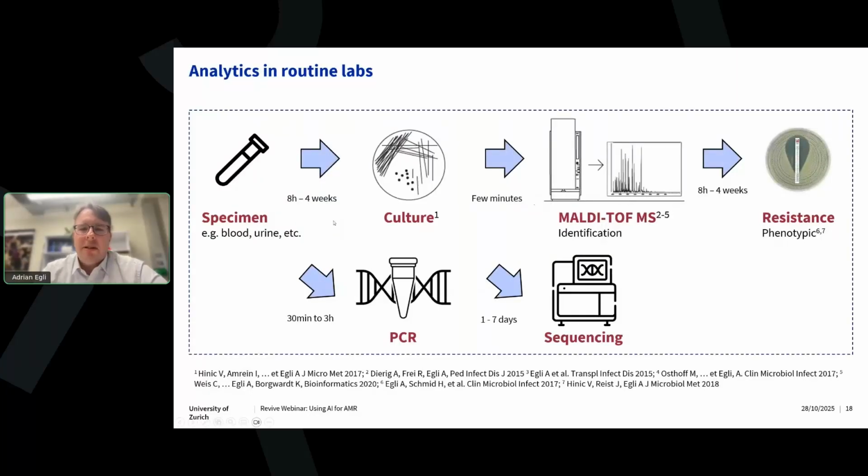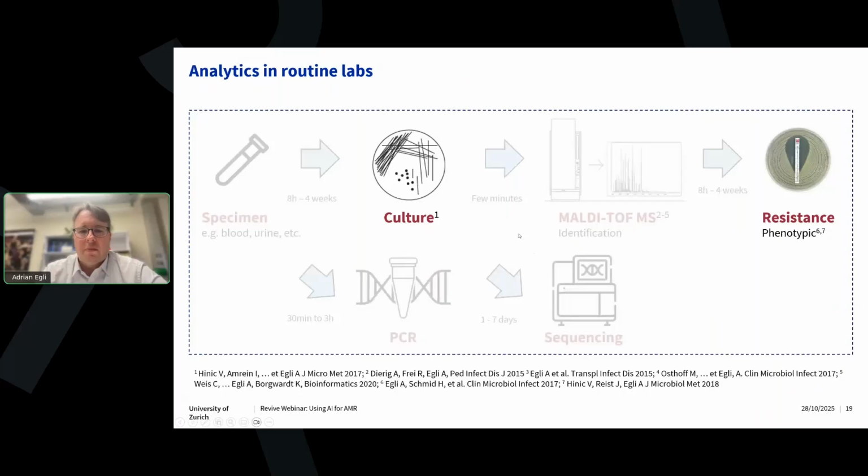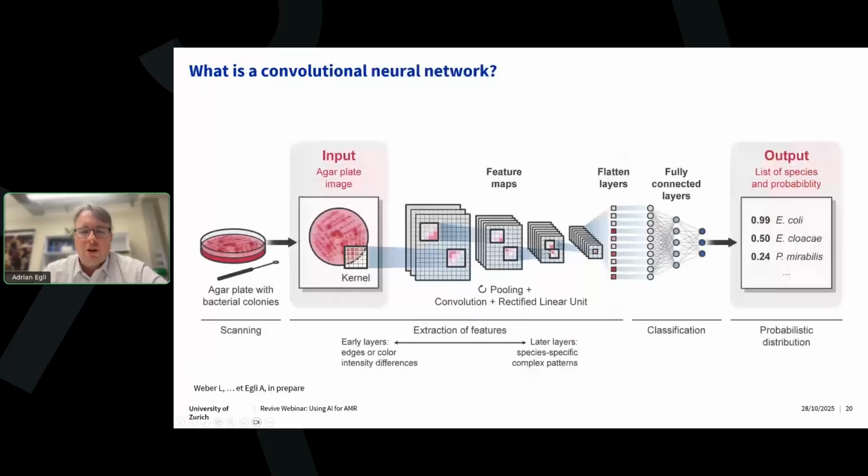So you see, this is the routine lab workflow from specimen to culture, MALDI-TOF, resistance. And then you could obviously bypass the culture-based part, which might take several days to weeks, by PCR or sequencing-based technology. And we will focus our part now on culture and image recognition. The core technology which you need to know here are convolutional neural networks, as I've mentioned before. So you have an agar plate, you can digitalize this agar plate as an image, and then you can analyze different features from this agar plate.